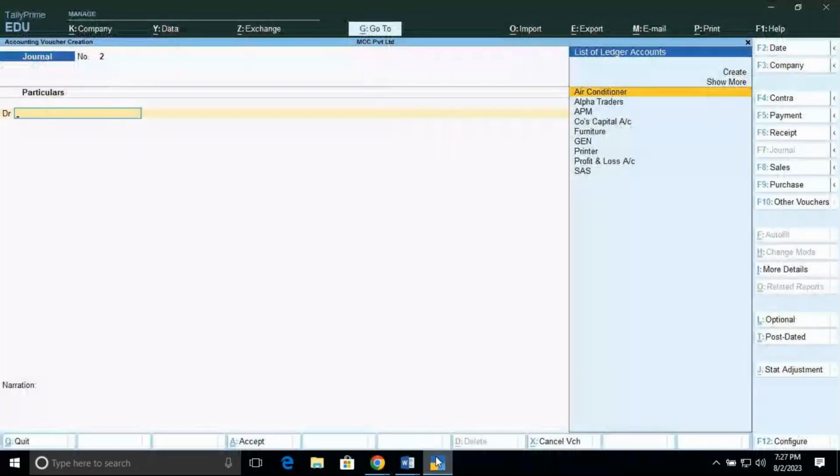So the masters are already there. You will not create Alpha Traders again, nor will you create Axis Bank. They're already there. Fine. So you have to record. Step 2 is selection of voucher. Which is the voucher? Payment. Yeah.